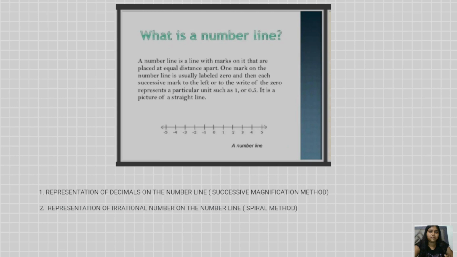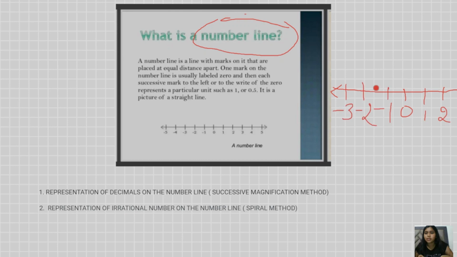Now let's move forward with another topic. This is the number line. You all have studied the number line in your previous classes. We generally represent it as a straight line with a 0 at the center. All the numbers are equally distant from each other. On the right side we plot the positive integers, and on the other side we plot the negative integers. This is known as the number line.